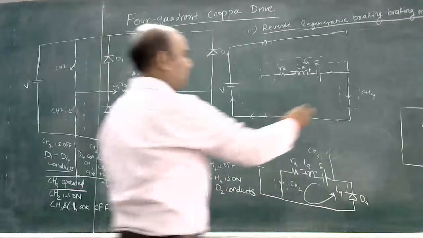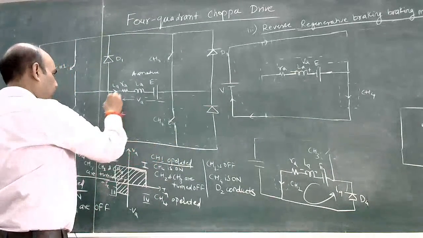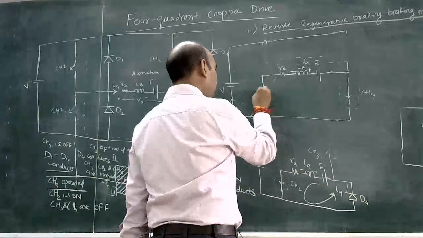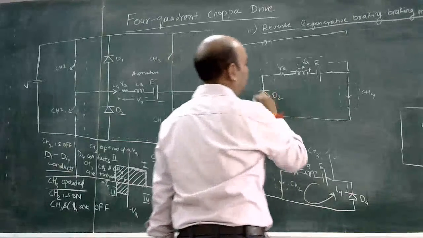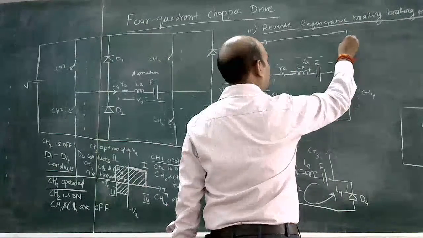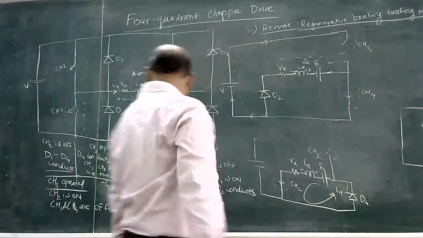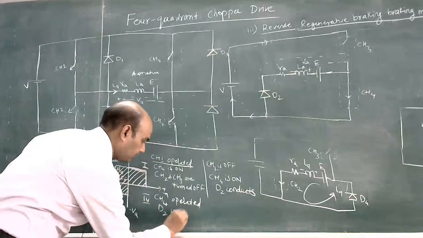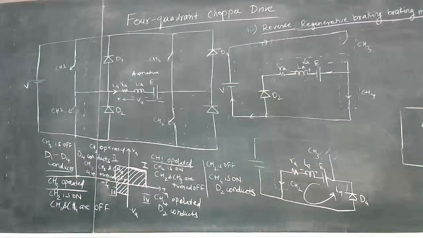So when CH4 starts conducting, the only path through which current can flow is through D2. So D2 will start conducting like this. CH3 is open. So when CH4 is operated, D2 conducts.